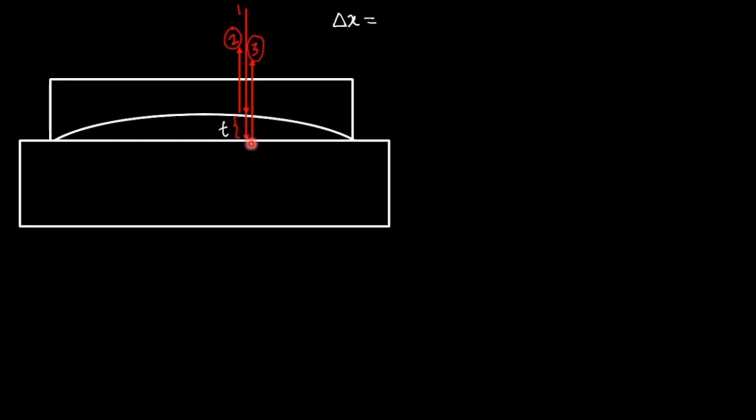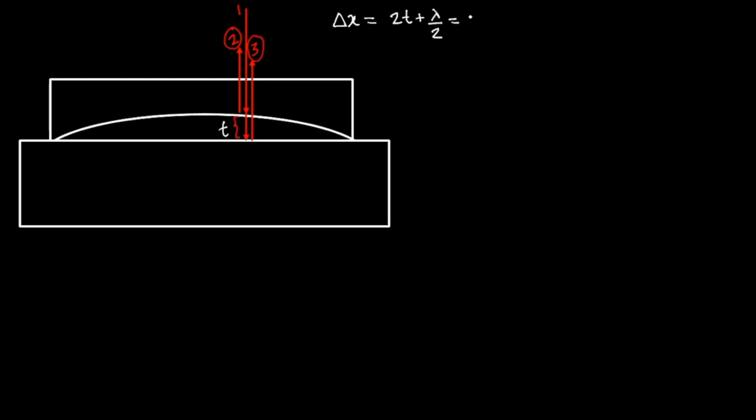Plus it is going through a reflection at a denser medium. That means an additional phase difference of pi is introduced. That means an additional path difference of lambda by 2 is introduced. So we can write the path difference between 2 and 3 will be what? 2t plus lambda by 2.